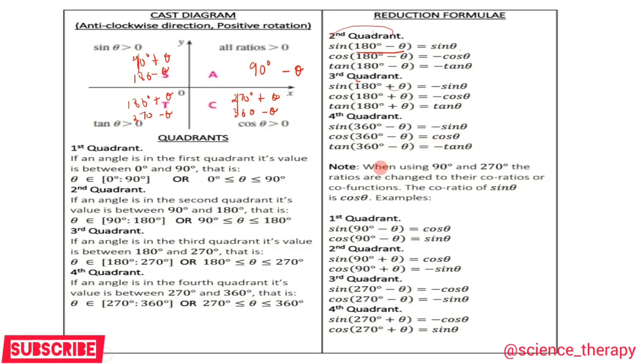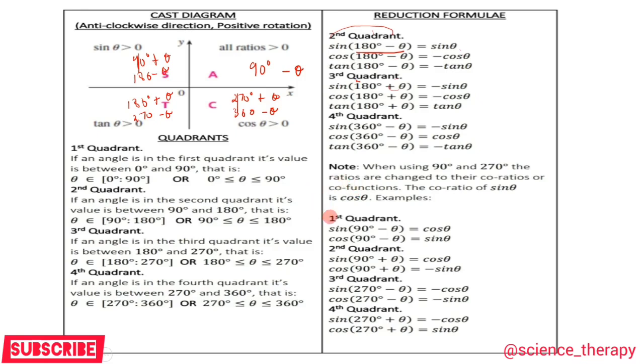But then here there is a note. They say when using 90 degrees and 270, the ratios are changed to their co-ratios or cofunctions, right? So we call these cofunctions. The co-ratio of sine theta is cos theta. The examples are in the first quadrant.